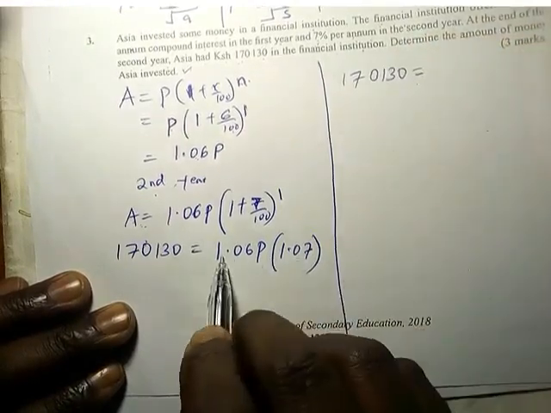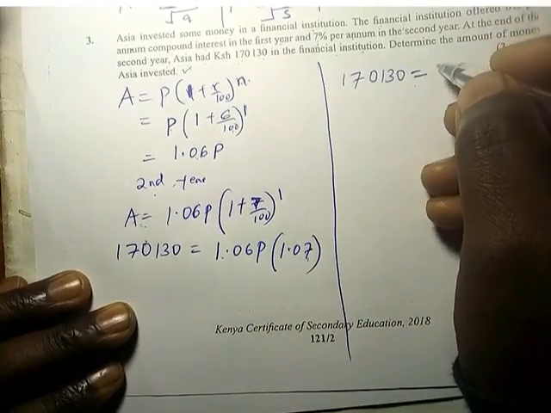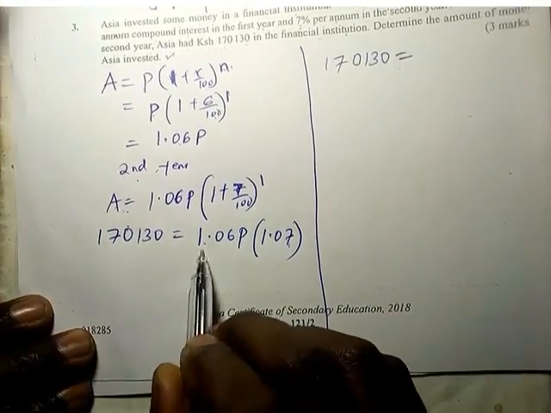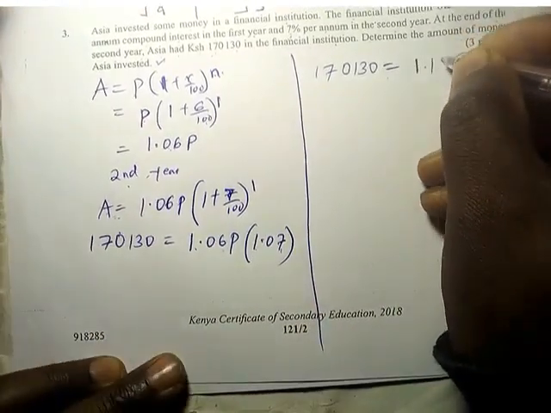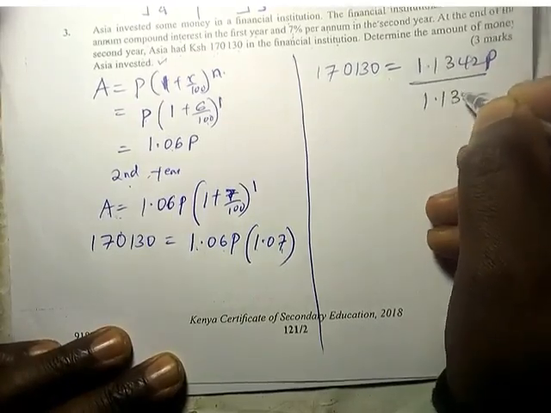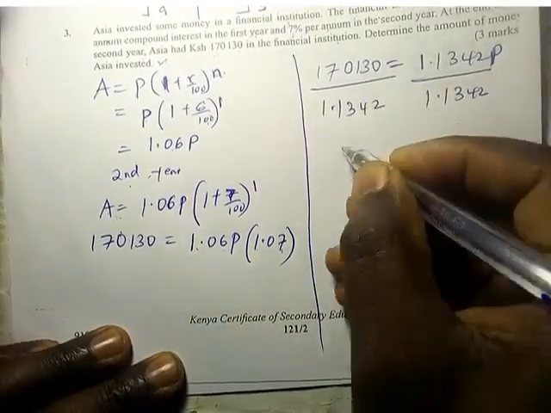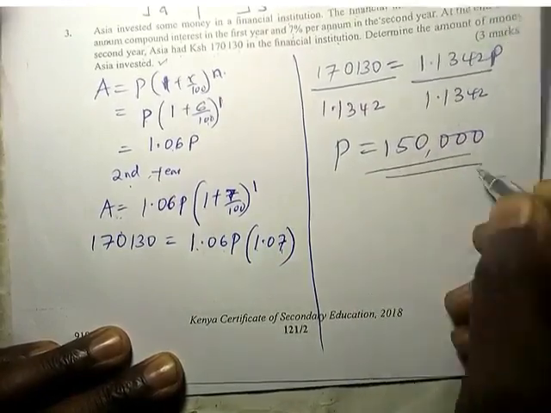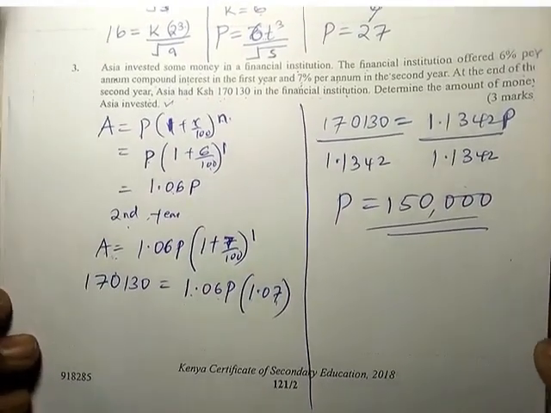So 130 is equal to, we multiply this times this. So 1.06 times 1.07 will give us 1.1342p. We want the value of p. We divide both sides by 1.1342. So p is equal to 150,000 Kenya shillings. That was the principal he started with. That is the money he invested.